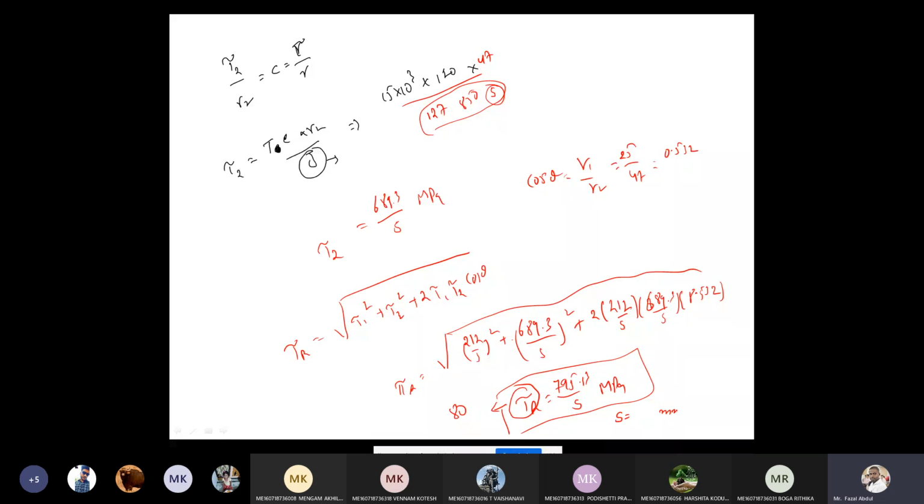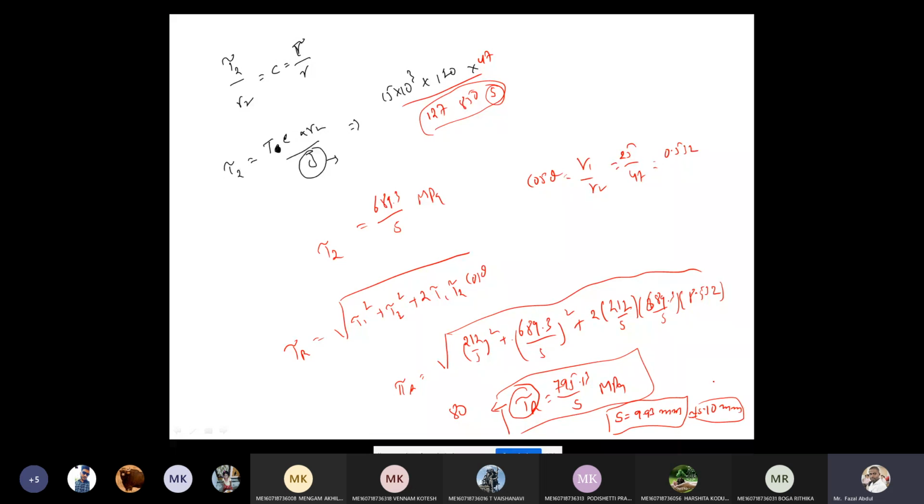The S value is in millimeters. 9.93. Very good. It means nearly equal to 10. Size of the weld 10 mm we have to maintain. So this is the second case type of problem.